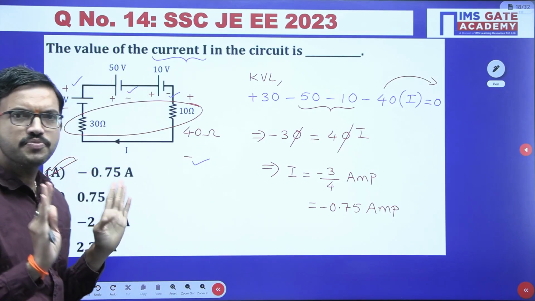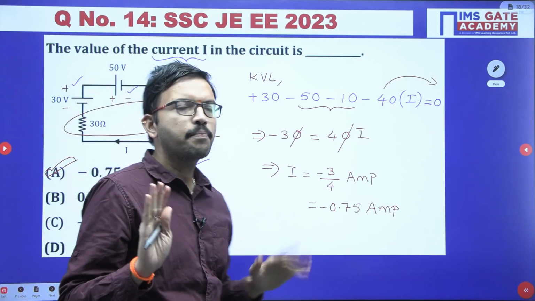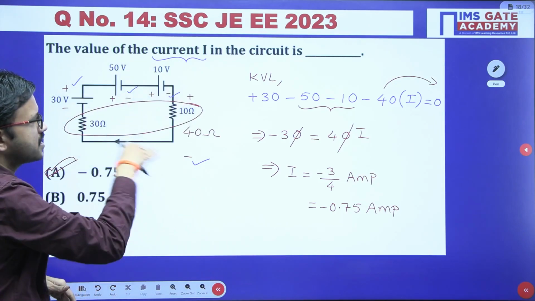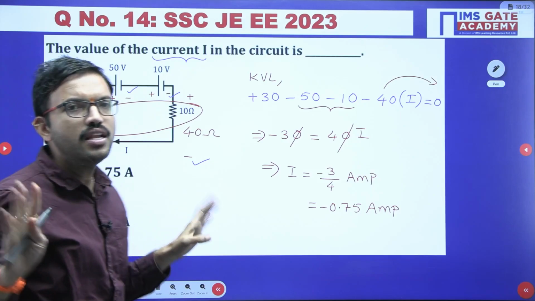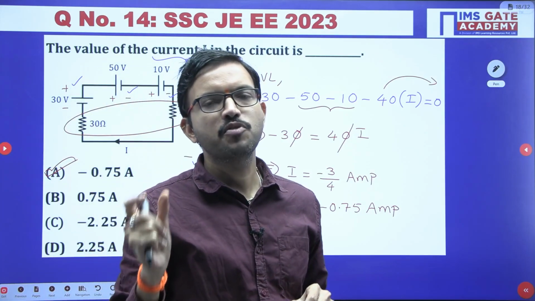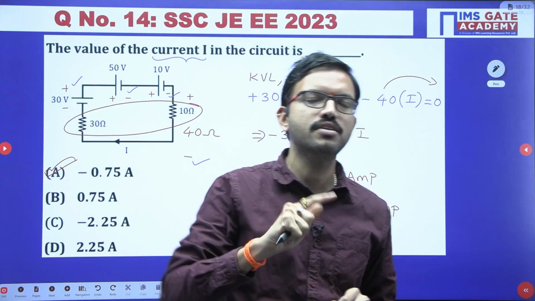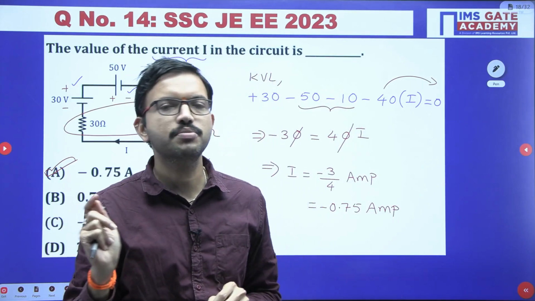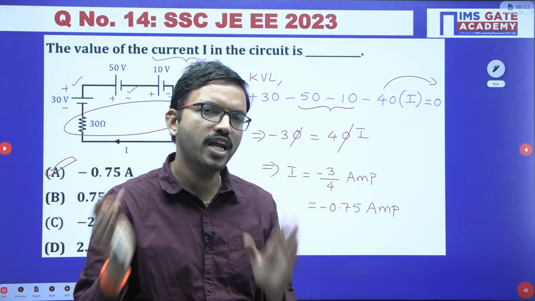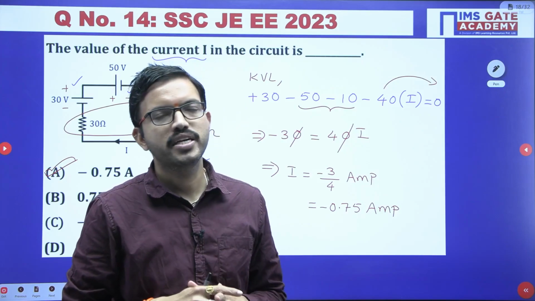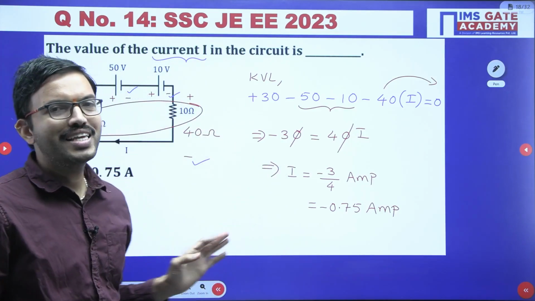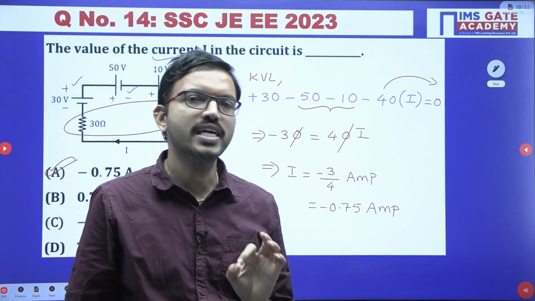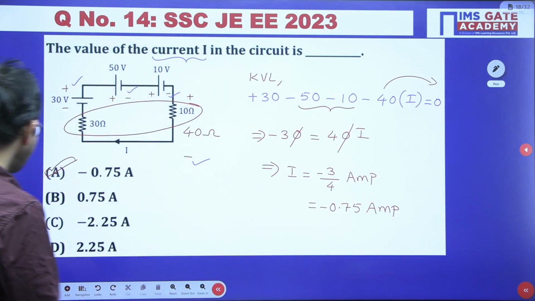If you want to avoid the silly mistake, when you are considering a closed path, you can consider either clockwise or anti-clockwise, no problem at all. For every element you can consider the second polarity with respect to voltage, or for every element you can consider the starting polarity. If you follow that convention, you won't make even a single silly mistake. Definitely you can get the correct answer.